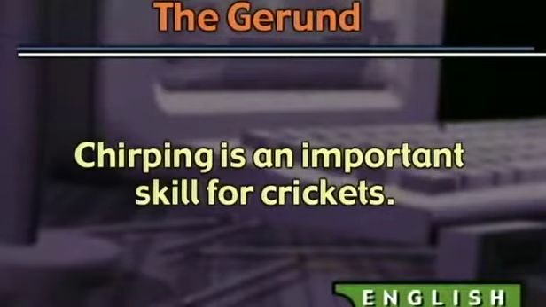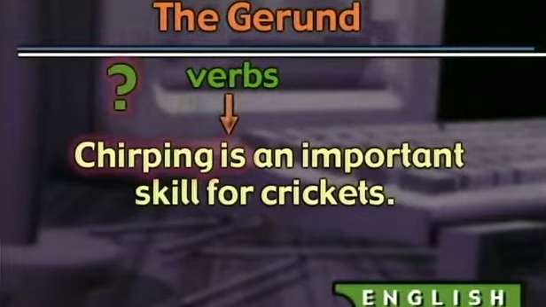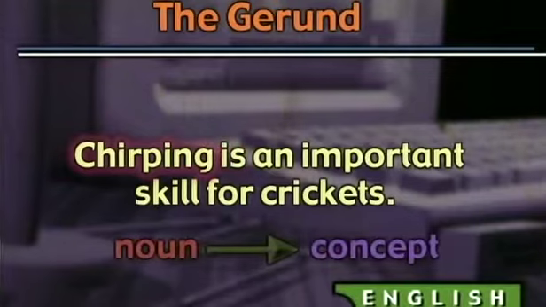Chirping is an important skill for crickets. Now, let's figure out which words in the sentence are verbs. Well, we know is a verb, and chirping looks like a verb too. But if you look at the role it's playing in the sentence, it's actually functioning more like a noun, like it's the concept of chirping, not the action of chirping.